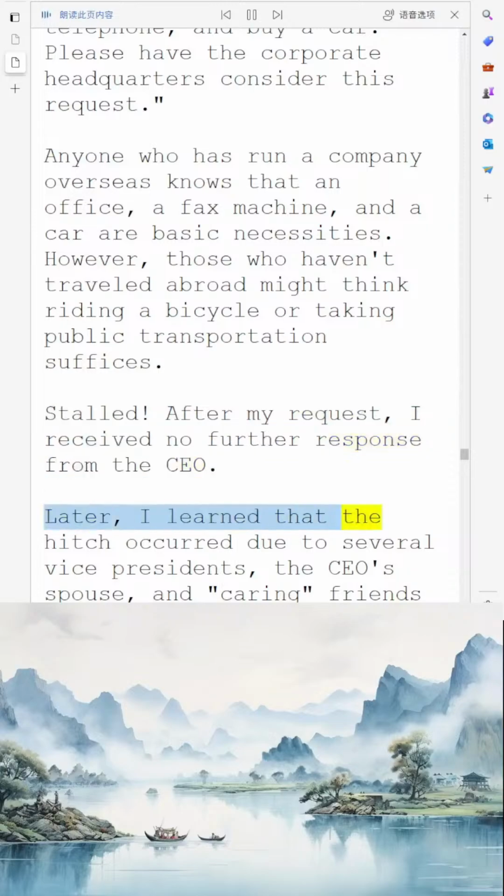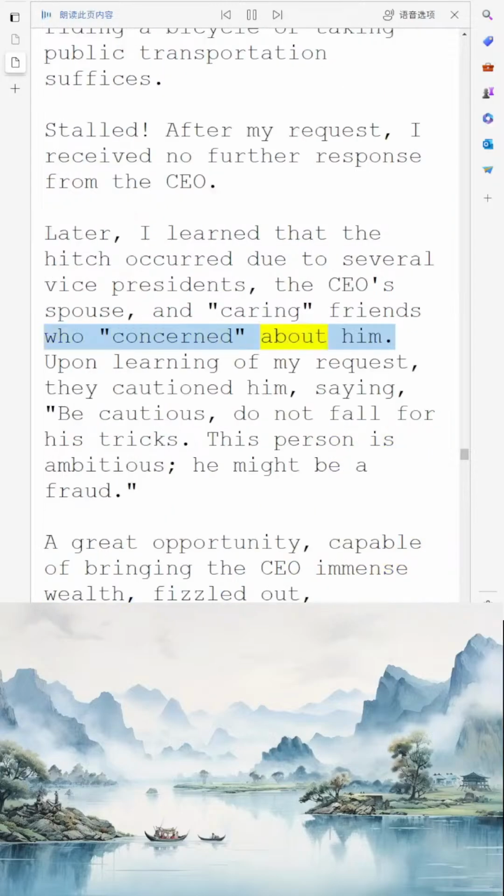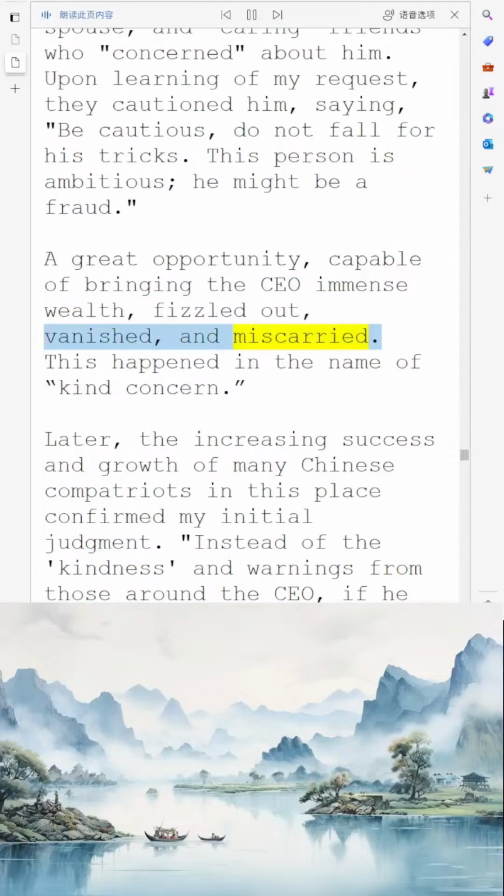Later, I learned that the hitch occurred due to several vice presidents, the CEO's spouse, and caring friends who were concerned about him. Upon learning of my request, they cautioned him, saying, "Be cautious, do not fall for his tricks. This person is ambitious. He might be a fraud." A great opportunity, capable of bringing the CEO immense wealth, fizzled out, vanished, and miscarried. This happened in the name of kind concern.